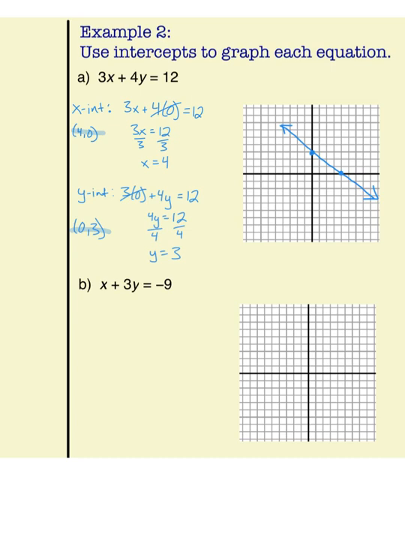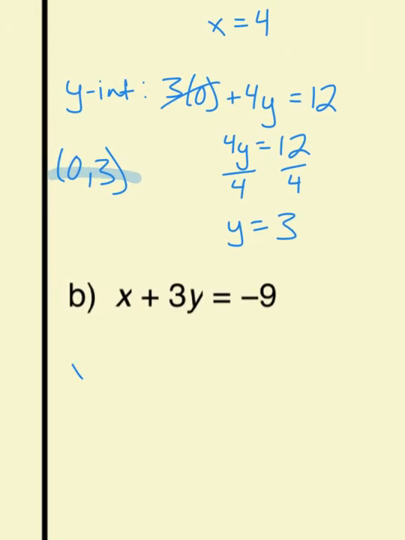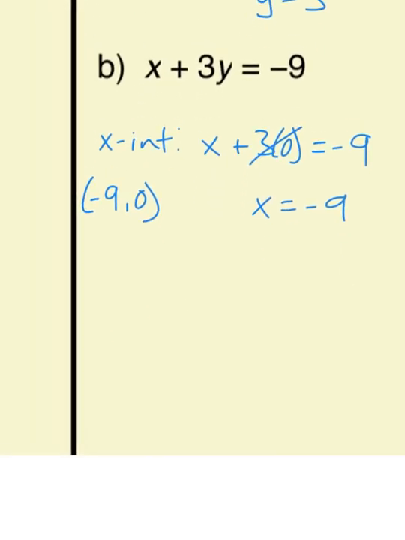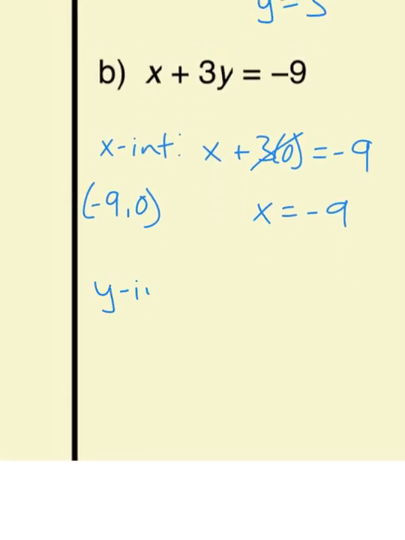Now I encourage you to pause the video and see if you can do part B by yourself, and then see if you got it right. I'm going to go ahead and solve part B. So for the x-intercept, we plug in 0 for y, so I have x plus 3 times 0 equals negative 9. That cancels out, so I just have x equals negative 9. The x-intercept is negative 9, 0. And then the y-intercept, we plug in 0 for x.